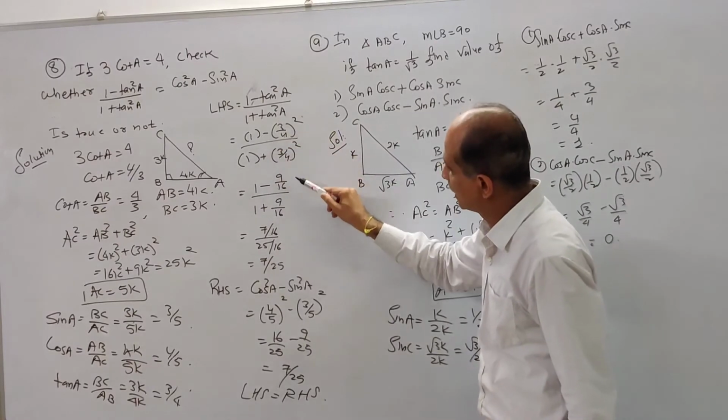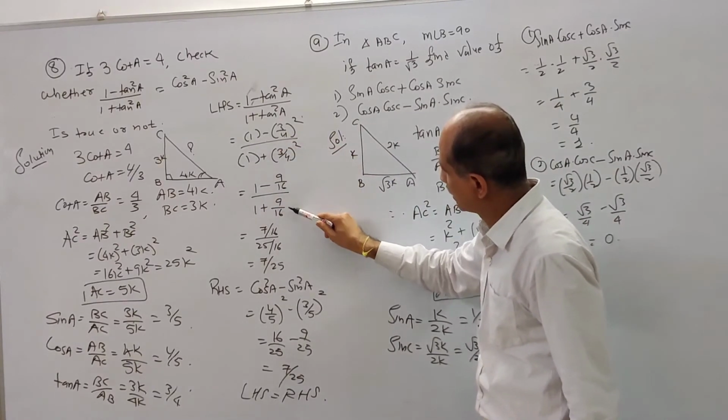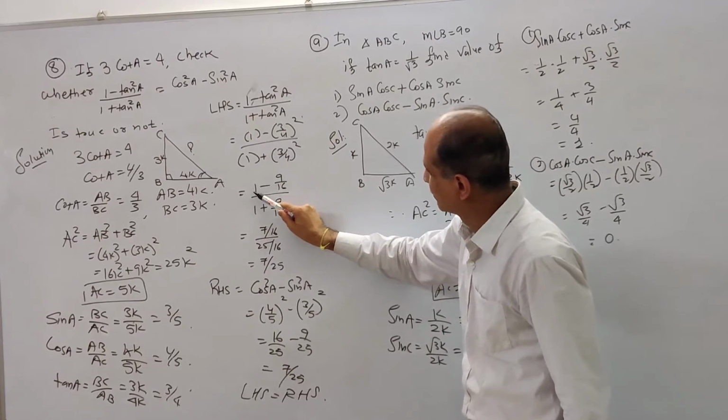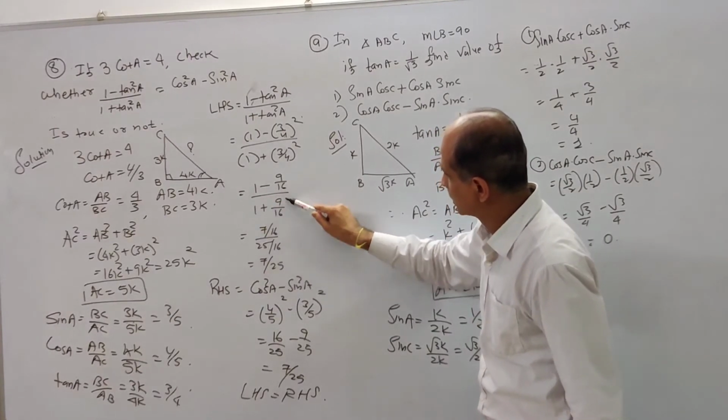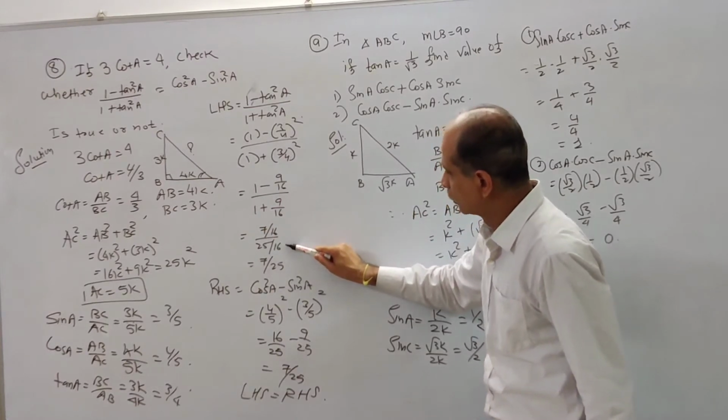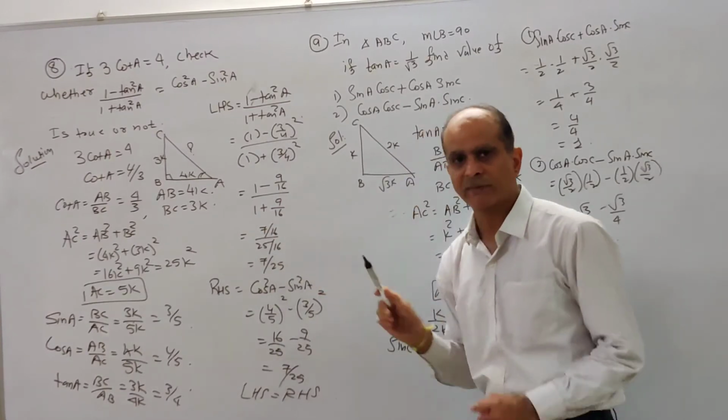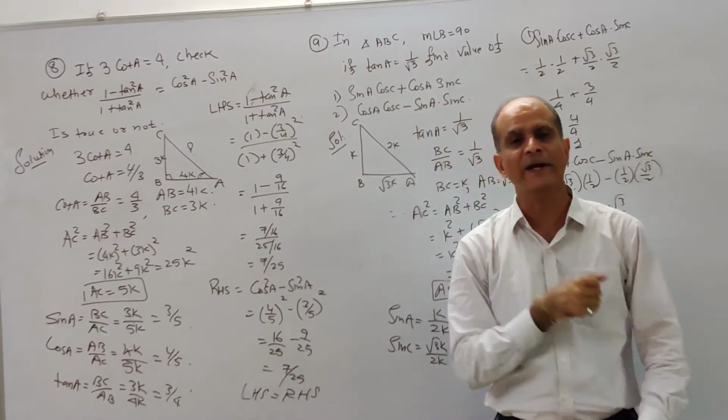So 1 minus 9 by 16, 1 plus 9 by 16. So you get 16 minus 9, which means 7 by 16, and 16 plus 9, which means 25 by 16. So your answer is 7 by 25. This is the value of the left hand side.